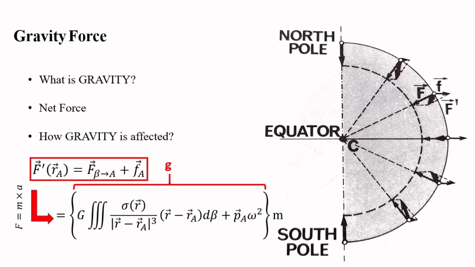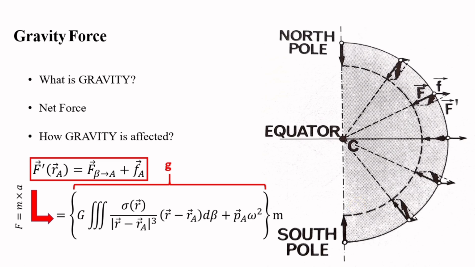Gravity is a net force we experience on Earth's surface, resulting from the sum of the gravitational force and the centrifugal force. Net force is the total force acting on an object when all individual forces are combined. At the equator, centrifugal force is stronger, so gravity is weaker. At the poles, centrifugal force is nearly zero, so gravity is stronger.